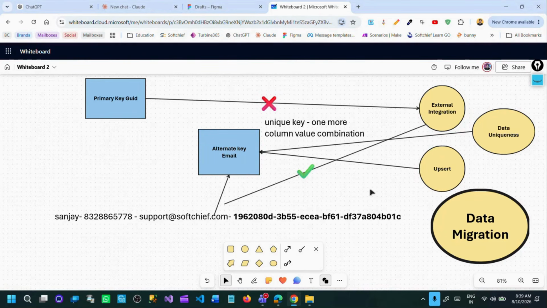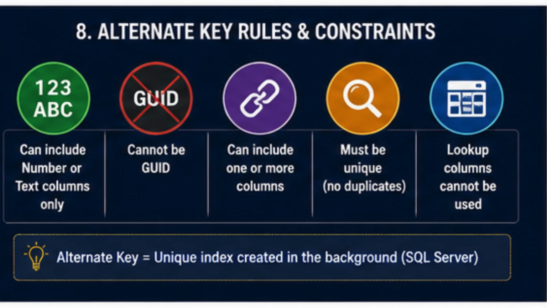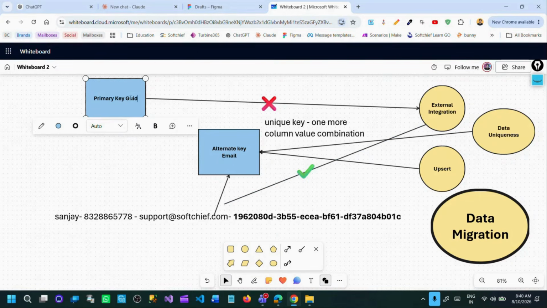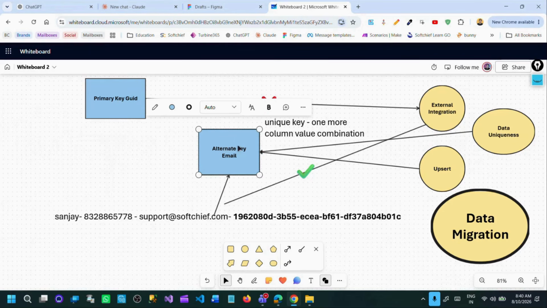Now there is an important question the interviewer asks: why do we use an alternate key? What are the benefits and advantages? The primary key is automatically created by Dataverse, but alternate keys are not automatically created. You have to define which columns will be part of your alternate key, right? An alternate key cannot be a GUID. It can be a number, it can be text. No other data type you can use. You cannot add a lookup as an alternate key. Only number and text fields.